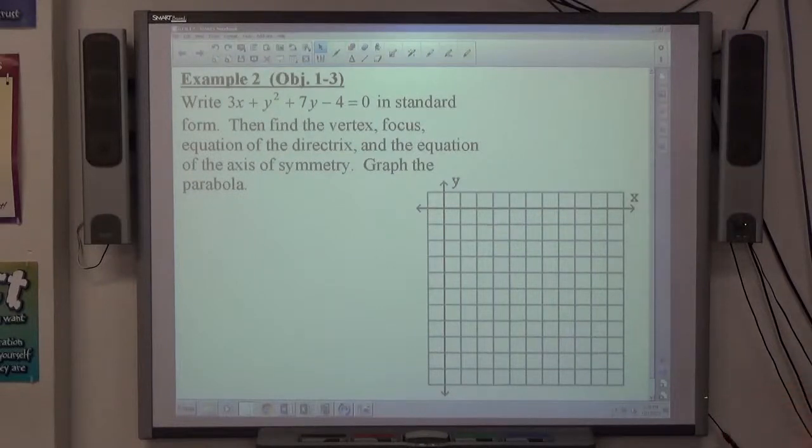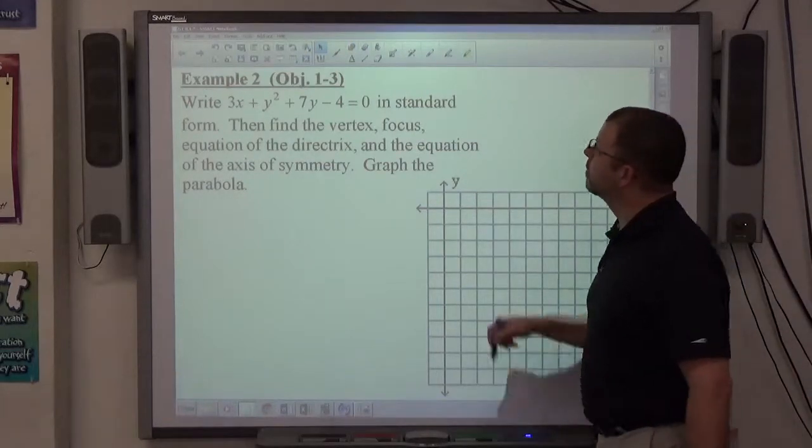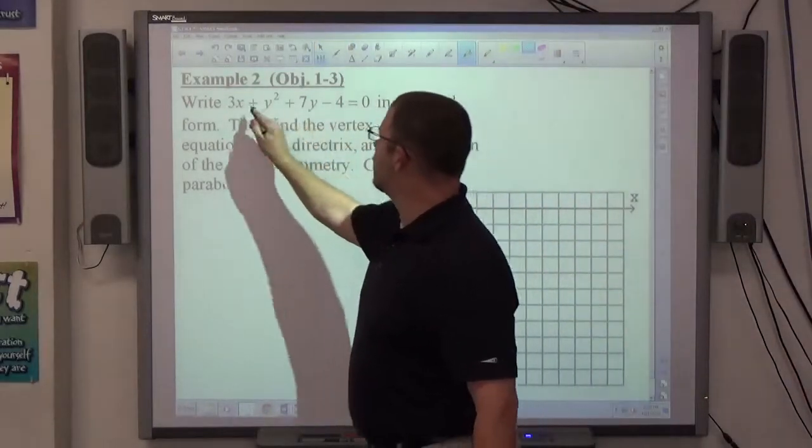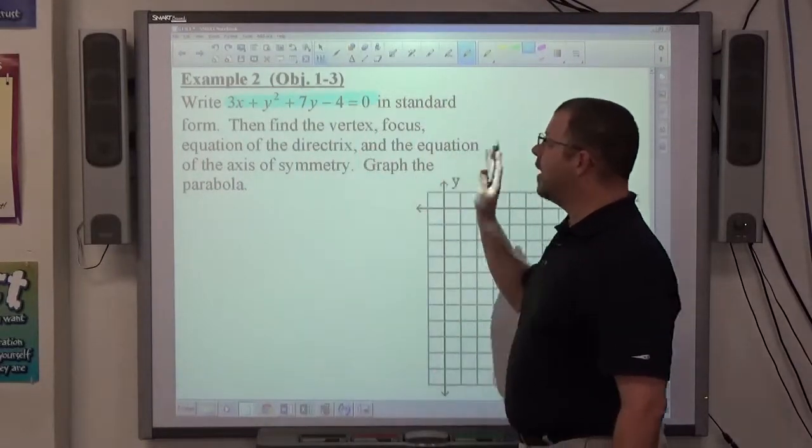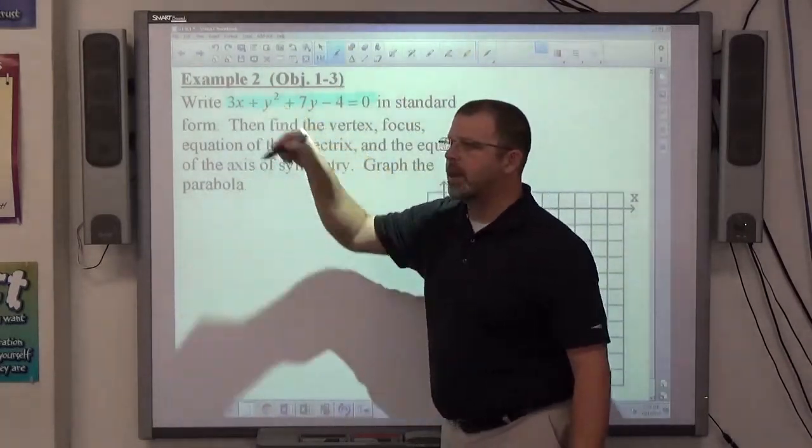Okay, example 2: write 3x plus y squared plus 7y minus 4 equals 0 in standard form, then find all that stuff, then graph the parabola. So, here's my equation right here. And again, I know immediately it's a parabola because y is squared and x isn't.